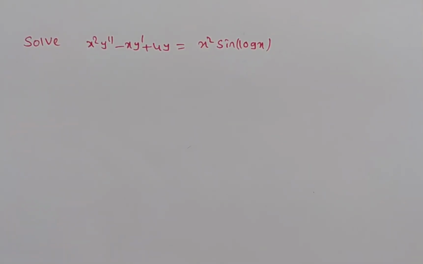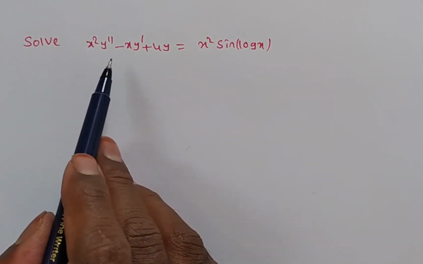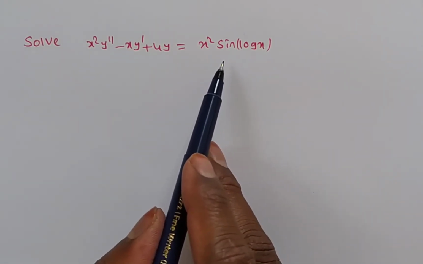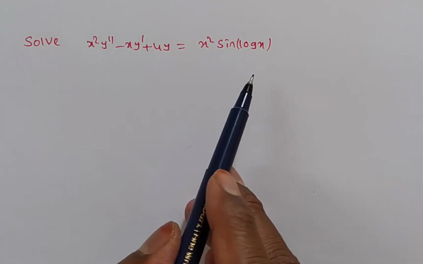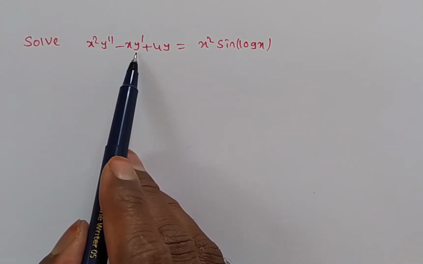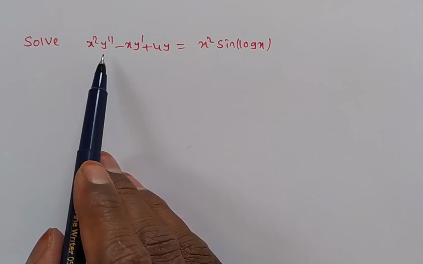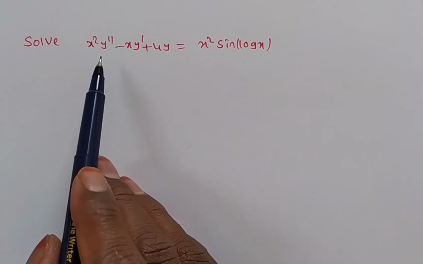The given problem is x squared y double dash minus x y dash plus 4y is equal to x squared into sine of log x. Here you observe this is the first order derivative and it is the second order derivative. So we can say this problem belongs to higher order differential equations.